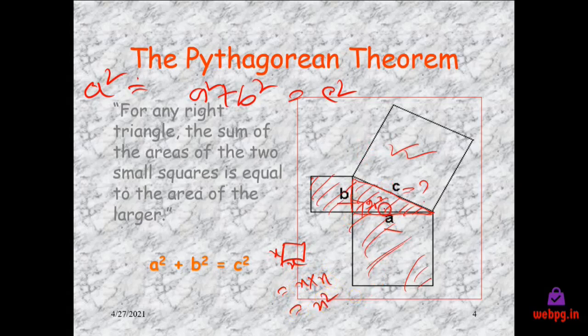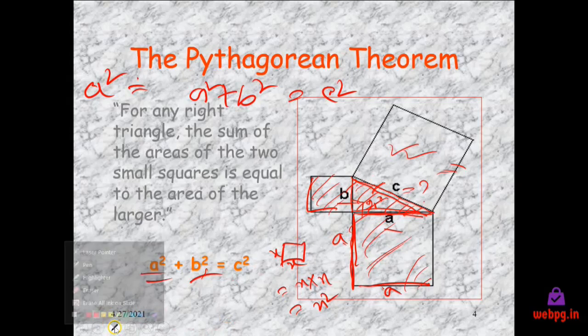Again in this case, a square is this small area, or this area, you can take any one. So a times a is a square. In the same way, b into b is b square, and c into c is c square. By using those three we develop the actual formula, and this is how we can prove it.